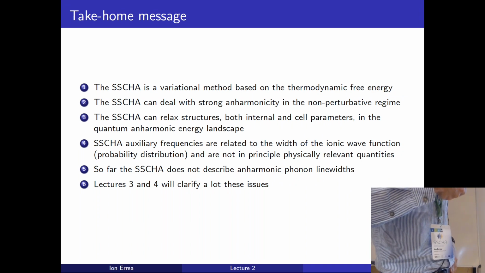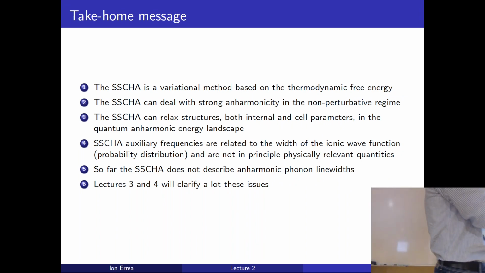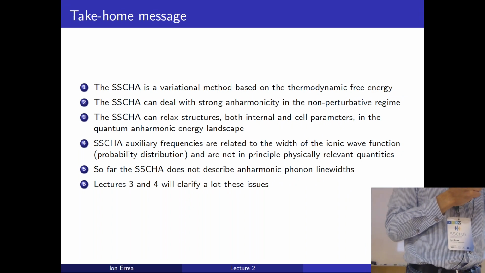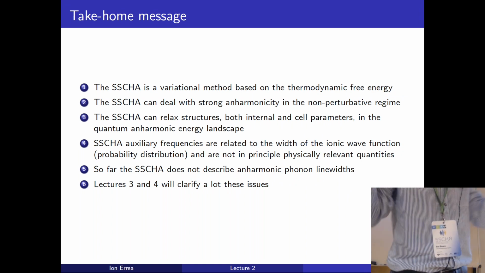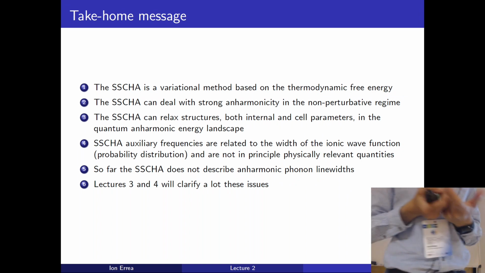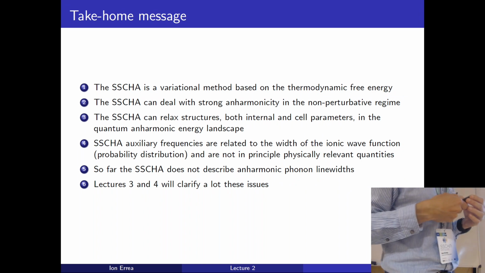So this is important. The auxiliary frequencies that I have spoken about so far, okay, those that come out as an output of the minimization, are related to the width of the ionic wave function or the probability distribution function at T different from zero, right? And in principle they are not physically relevant quantities, okay? So this is a message that I think is important to be clear.